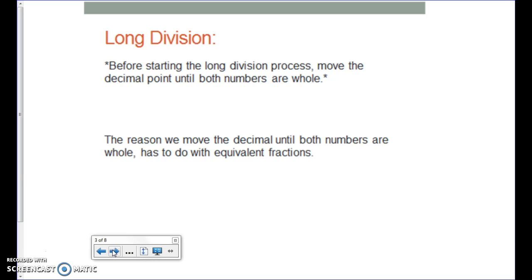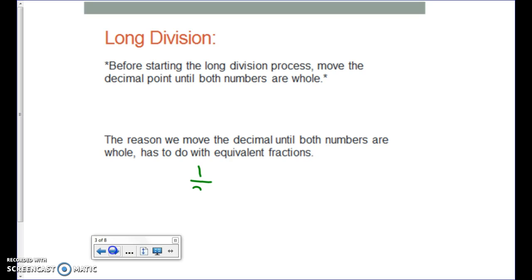Today, since we're doing decimals instead of whole numbers, I want you to change them into whole numbers and then divide them. As long as you know how to change them into whole numbers, then you're good to go. The reason we're going to do this has to do with equivalent fractions. What I mean by that is this.